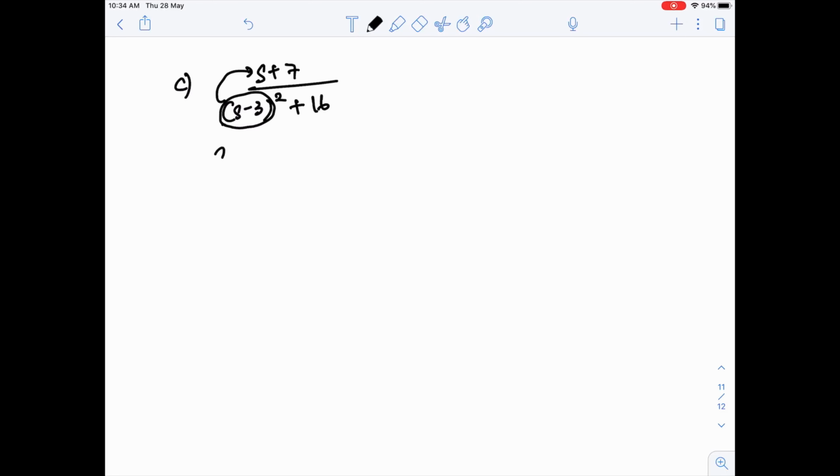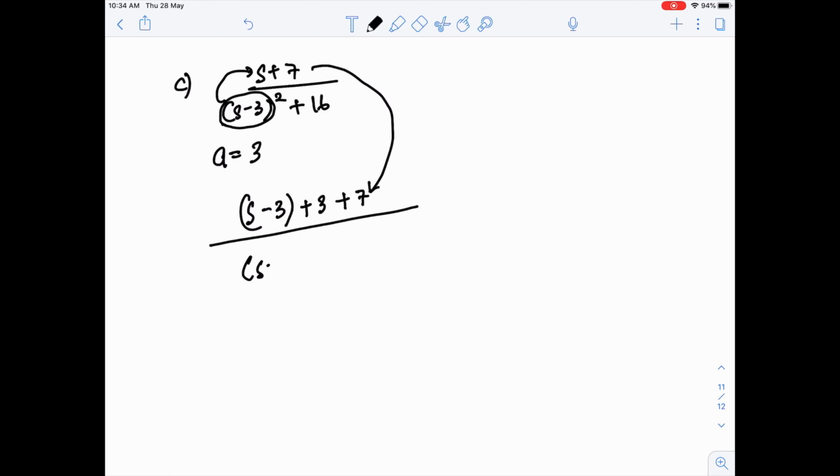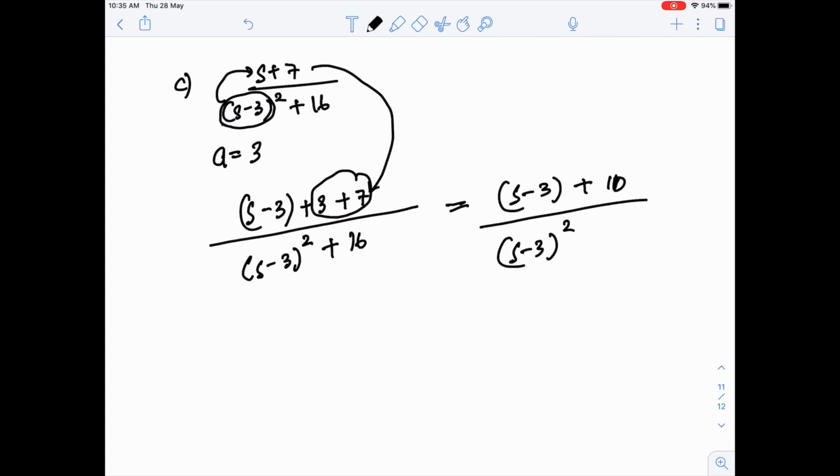Let me teach you. You want to make a as 3, and if you want to make it the numerator, you just add s minus 3. Since you put the minus 3 here, to balance it you need to plus 3, and then we plus the 7 here. You bring it here, and then you have s minus 3 plus 16. So you can combine this term.